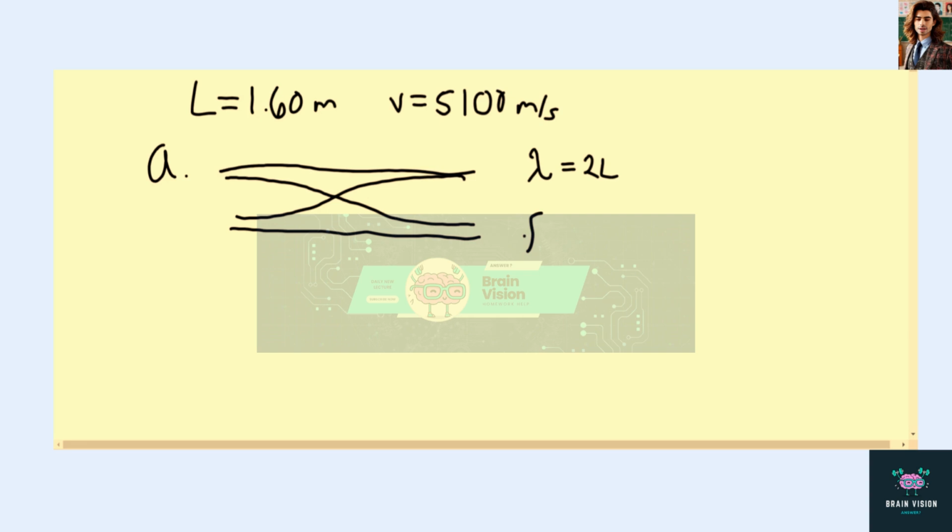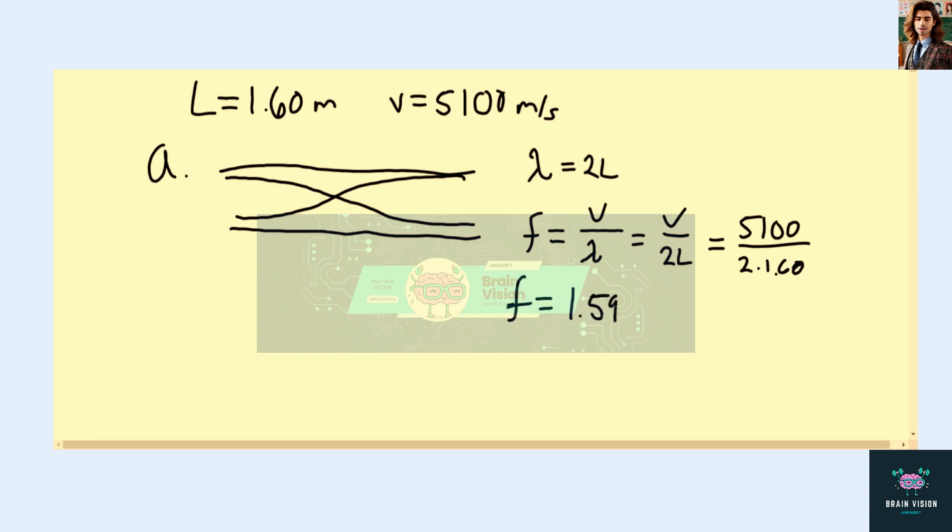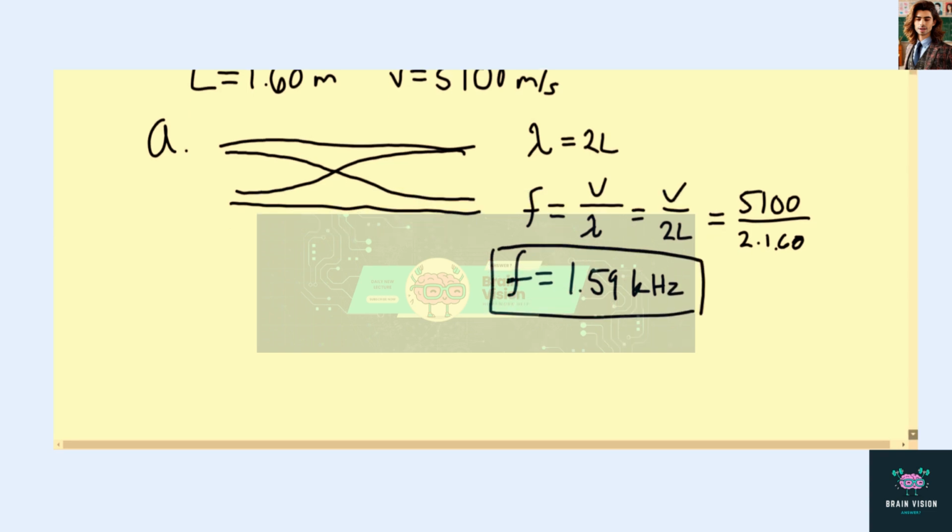So the fundamental frequency is going to be equal to the velocity of the wave divided by the wavelength, which will be V divided by 2L. We're given V, we're given L, so we can go ahead and calculate this out. F is equal to 5,100 divided by 2 times 1.60. If you calculate this out, you should get 1.59 kilohertz for our fundamental frequency. So that's our answer for part A.